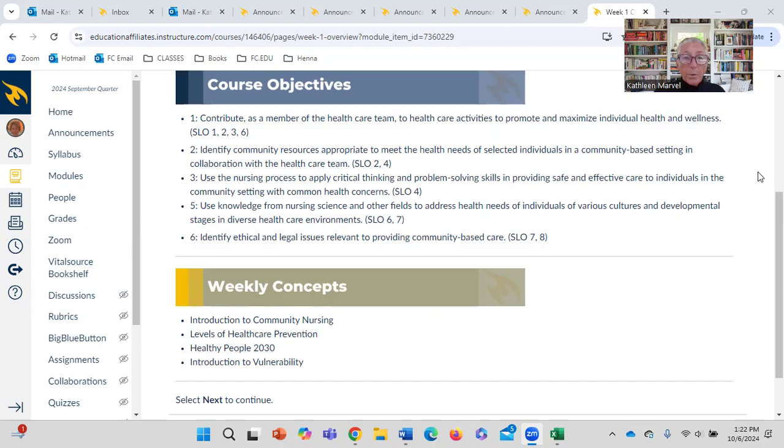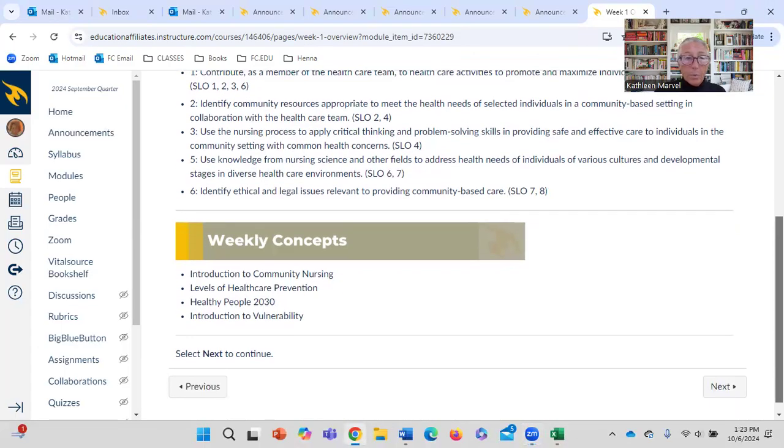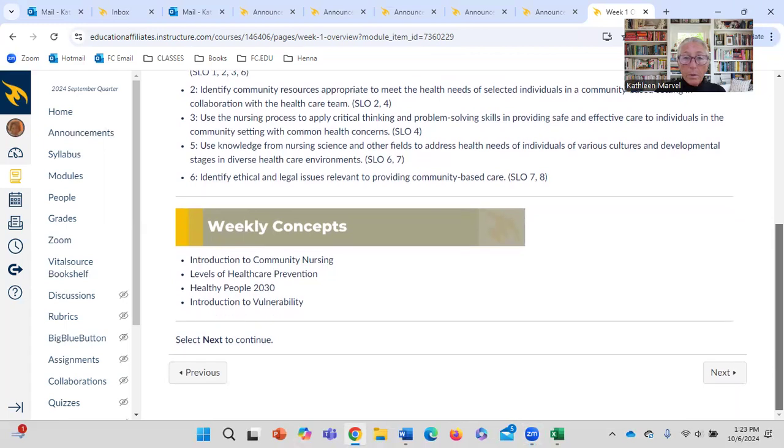Using your knowledge from nursing science and other fields to address the healthcare needs of individuals of various cultures and developmental stages in diverse healthcare environments, and then identify ethical and legal issues relevant to providing community-based care. So the weekly concepts for week one were introduction to community nursing, levels of healthcare prevention, Healthy People 2030, and then an introduction to vulnerability.